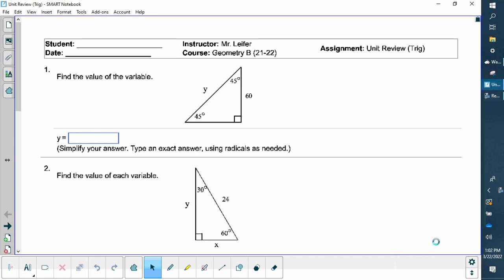Okay, I'm going to go over the unit review for trigonometry. And now your questions will look identical to these with different numbers, but it should follow the same process. Okay, problem number 1. Go ahead and put, this is the answer key right here.